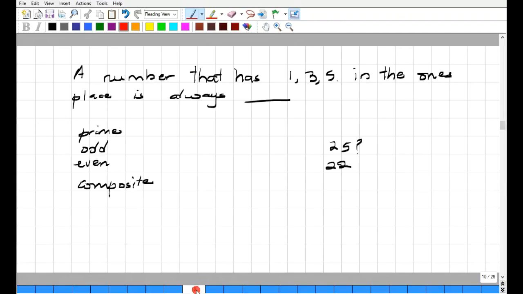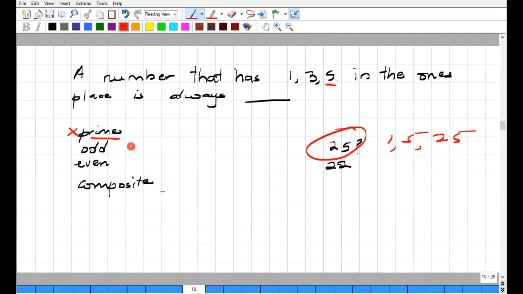A number that has 1, 3, and 5 in the ones place, is it always prime, odd, even, or composite? Now, think about this. Prime numbers only have two factors, one and itself. So if a number has 5, is it always prime? Let's think of 25. Factors of 25: 1, 5, 25. So this has more than one on itself. In fact, this is called a composite number. So this rules out prime.